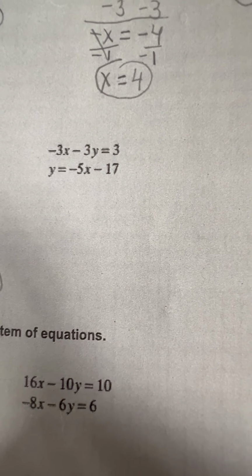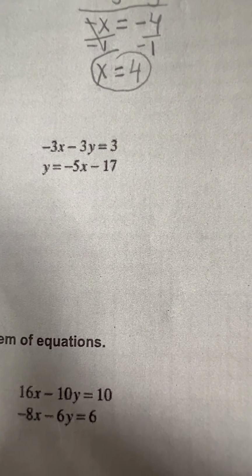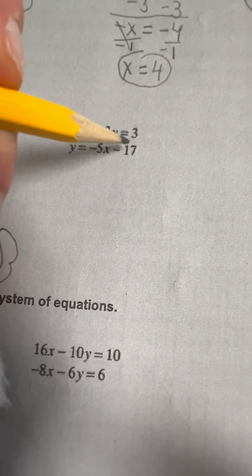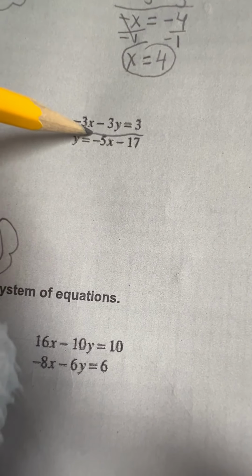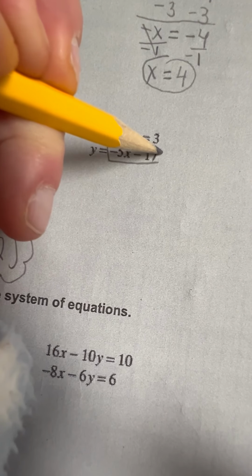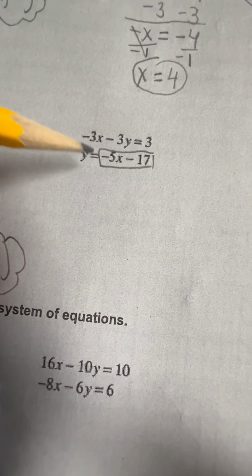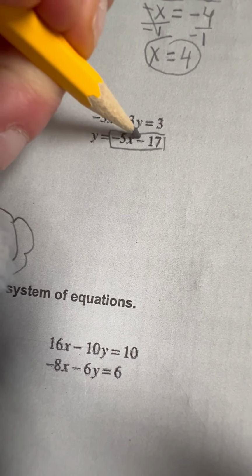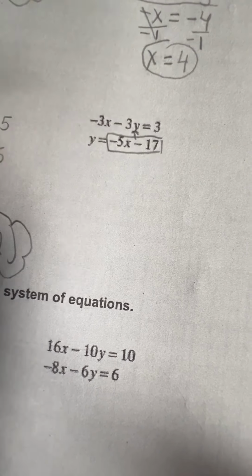We are solving substitution method for systems of equations. So we are looking at the second equation, which is all by itself for y. And we're going to replace that y in the first equation with the thing that I just boxed up, negative 5x minus 17. I was right above, as you see right there.